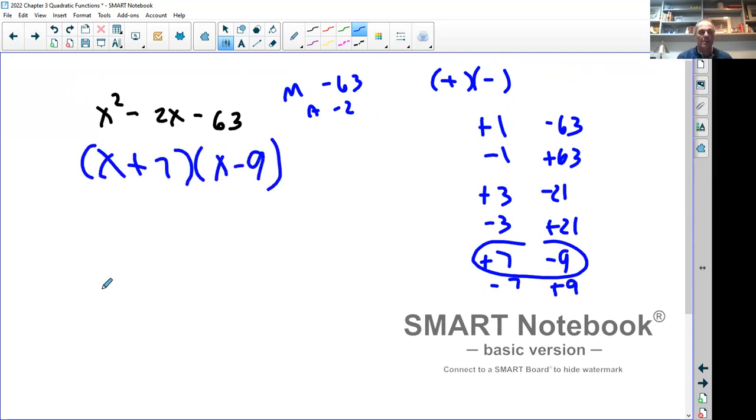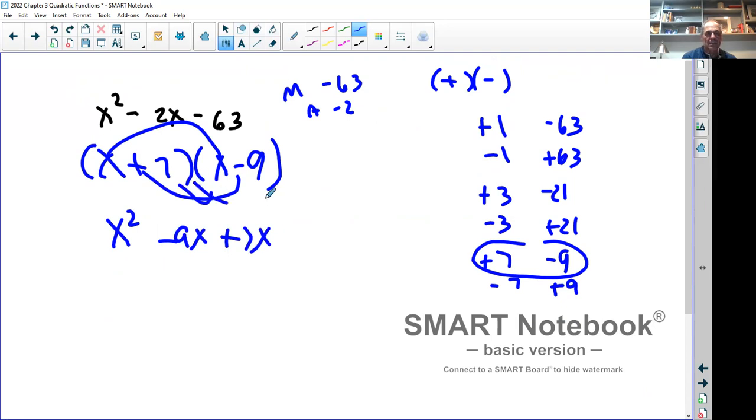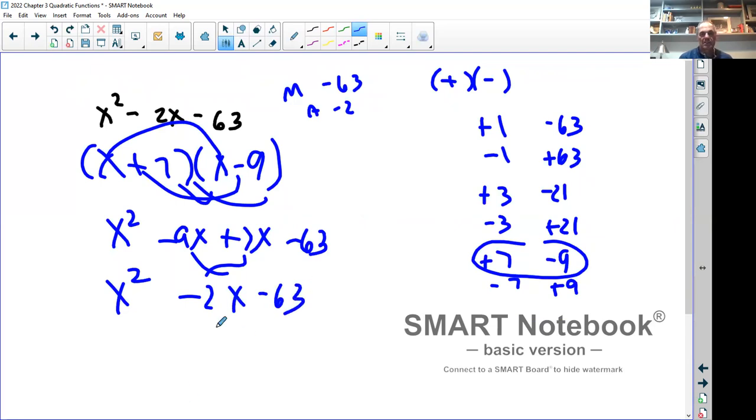You should never get this wrong because you can check it, FOIL it. x squared minus 9x plus 7x minus 63. That adds up to x squared minus 2x minus 63. By the way, look, that -9 and +7 show up right there. Okay.